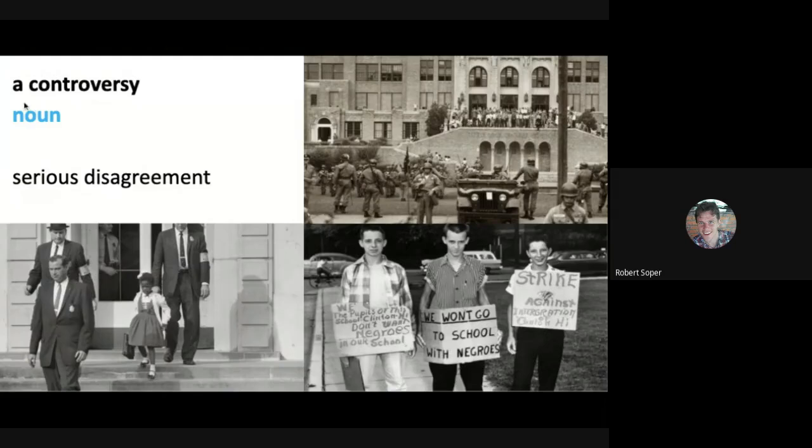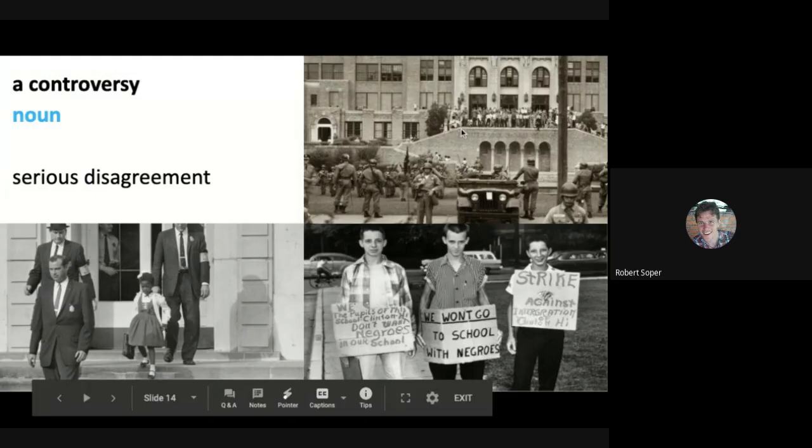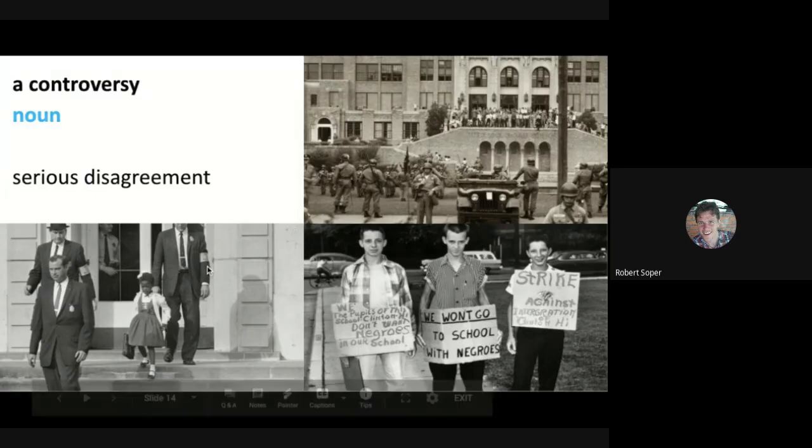This word is controversy. Controversy. One more time: controversy. So, a controversy is a serious disagreement. A serious disagreement. You might be looking at these pictures and wondering what this serious disagreement is.